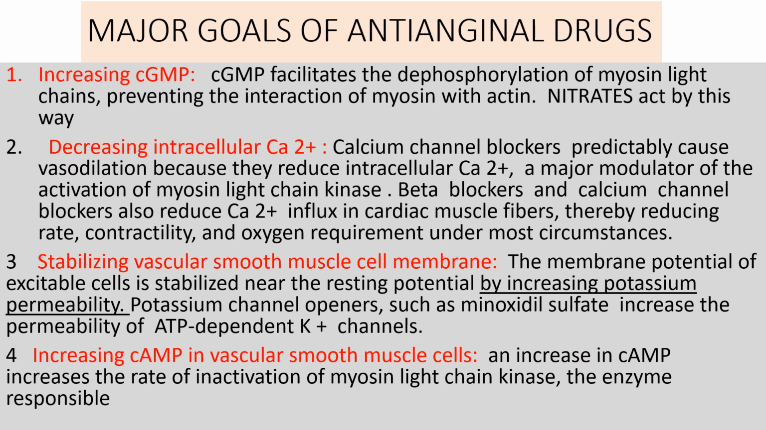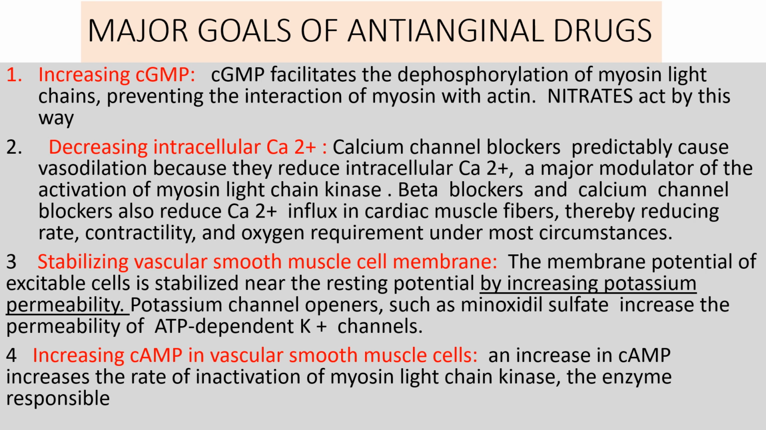Now, what is the goal of major anti-anginal drugs? What do you want to do with the heart with the anti-anginal drugs? You have four basic goals: increasing cyclic GMP, decreasing intracellular calcium, stabilizing the vascular smooth muscle cell membrane, and again, by increasing cGMP you increase cAMP in the vascular smooth muscle cells as well. Now what happens by increasing cyclic GMP? It facilitates the dephosphorylation of myosin light chains.